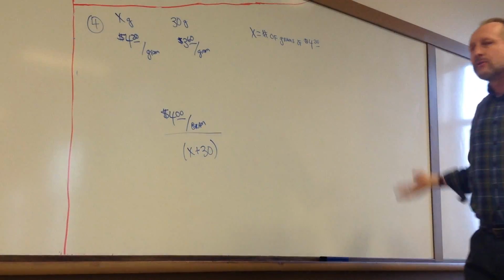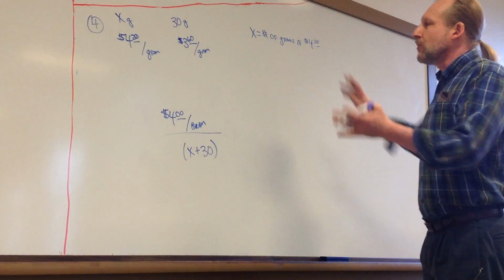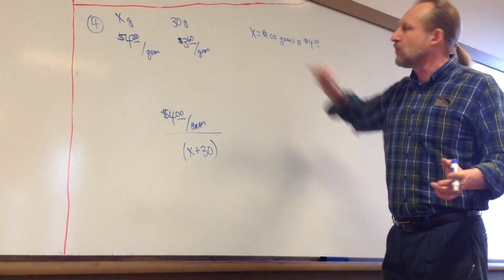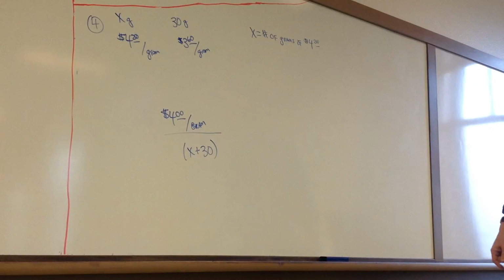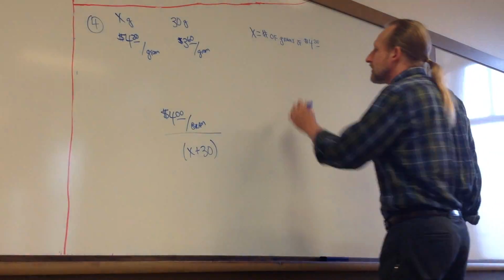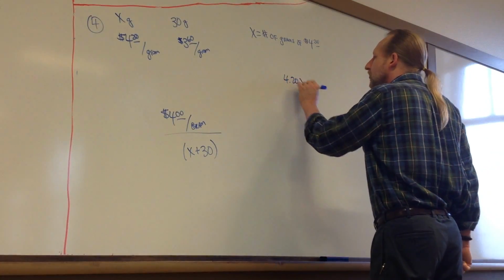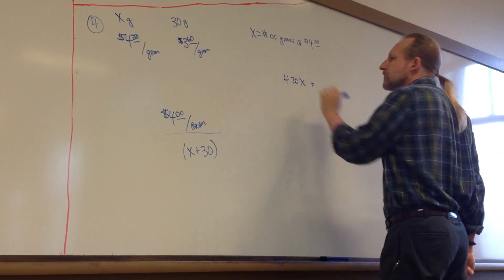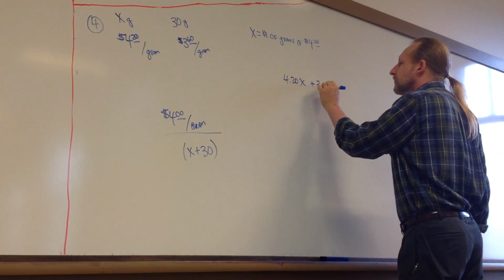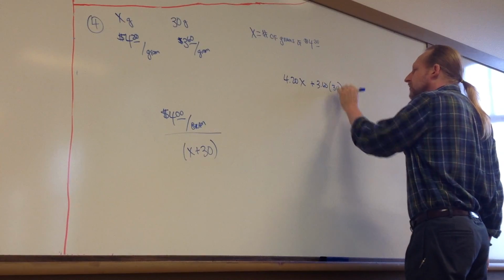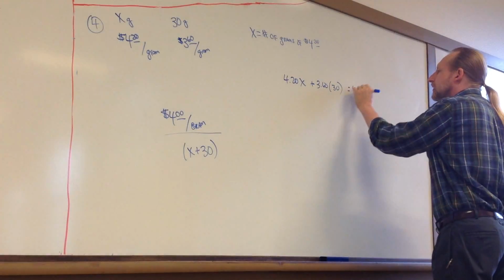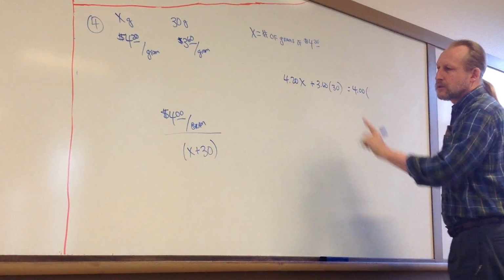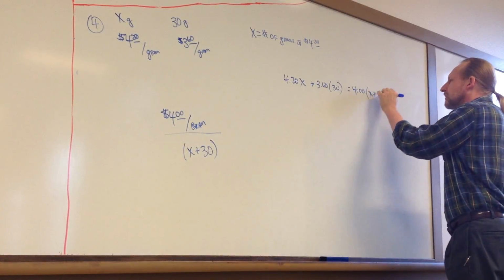So we actually aren't really going to have two separate equations in this problem. We've really just got the one variable X, okay? And so then our equation is going to say, well, if we take that $4.20 times X grams, and we add it to the $3.60 times 30 grams, then that should equal the $4 times X plus 30 grams.